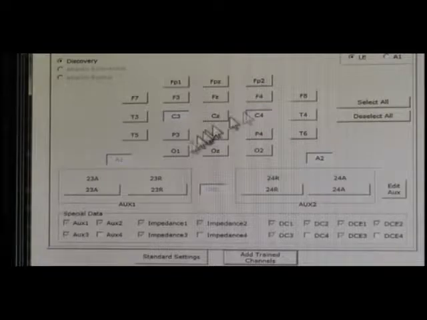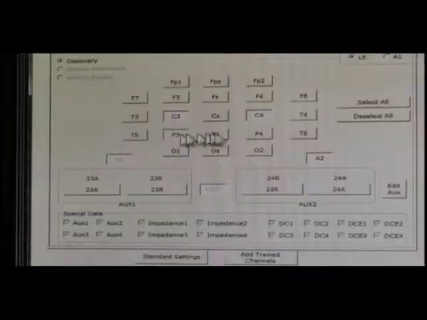Now, for Atlantis, you don't have to worry about this. The screen has no meaning for the Atlantis. This is only for Discovery users that have a 24-channel device. So keep that in mind. I'm also going to select P3, P4, because in this particular example I am going to do 4 channels. So I'm going to do C3, C4, P3, P4.